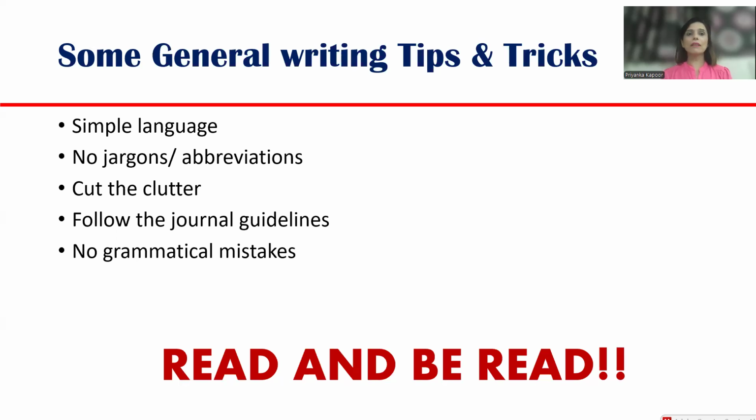Some general tips and tricks: you should use simple language. Don't use jargon or abbreviations wherever it's not required or they're not standardized. You need to cut the clutter. Don't use any extra words. Follow the journal guidelines and make no grammatical mistakes whatsoever. Read it again, make your friends read it, make your peers read it, and only then send it for publication, so that you are read as often as you try to read other researchers.